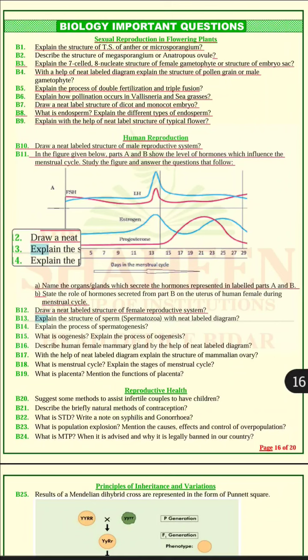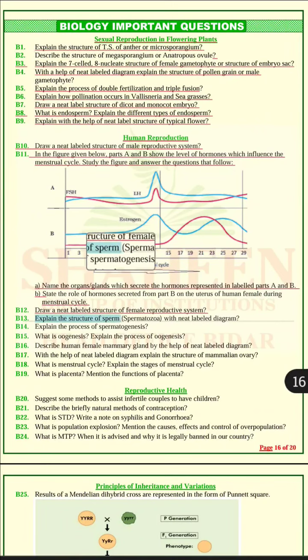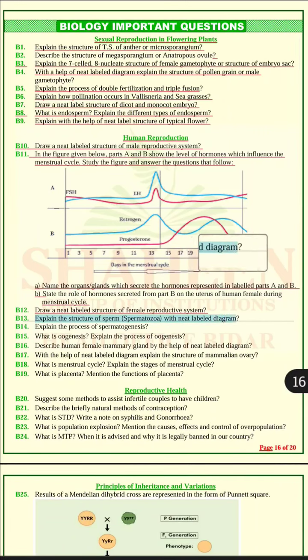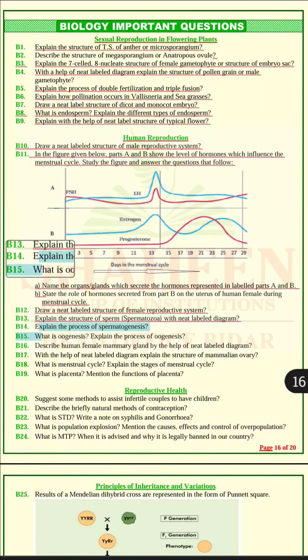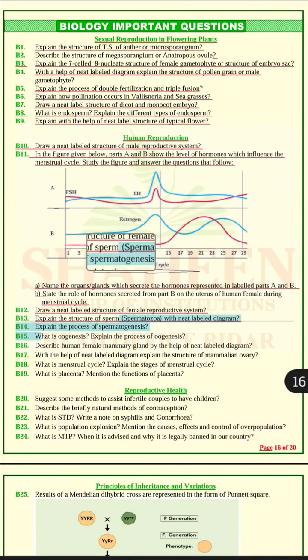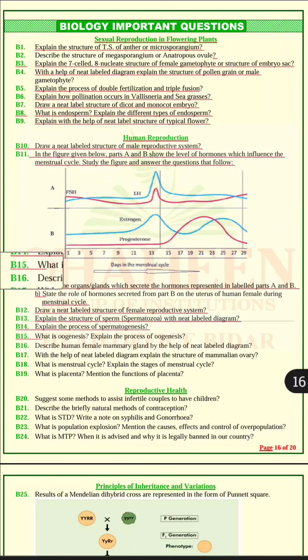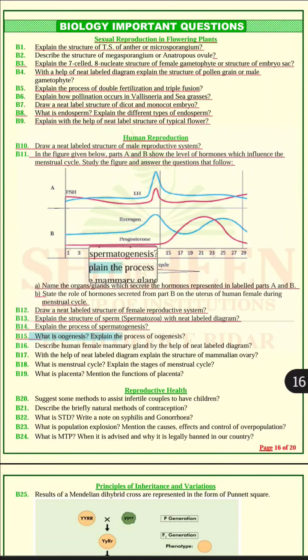And question number 13 is explain the structure of spermatozoa with neat label diagram. And question number 14 is explain the process of spermatogenesis. What is oogenesis? Explain the process of oogenesis.